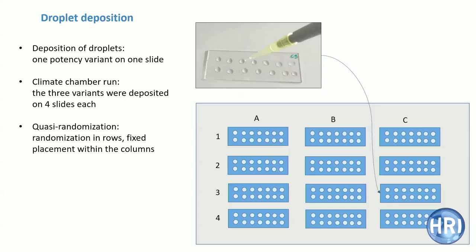The droplets of each potency were placed on a microscope slide. In the chamber, we have 12 microscope slides placed in this order. So each of the three variants of each potency was placed on four slides. Now I explain what I mean.